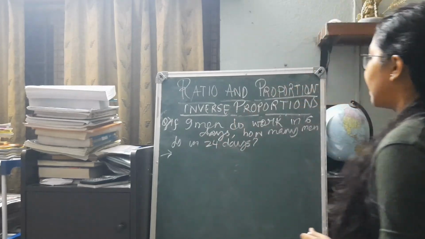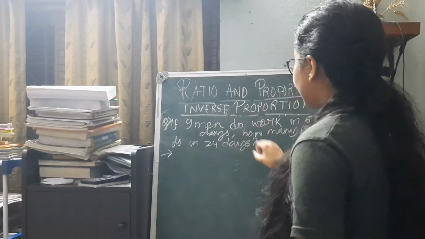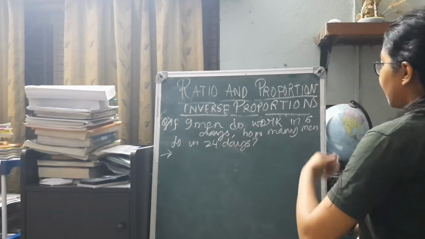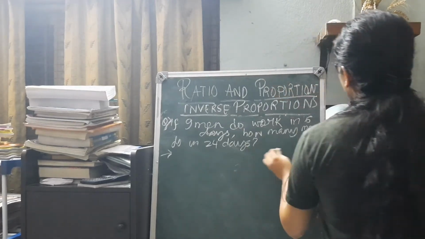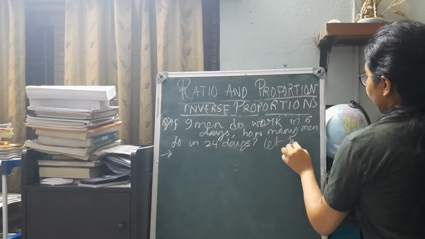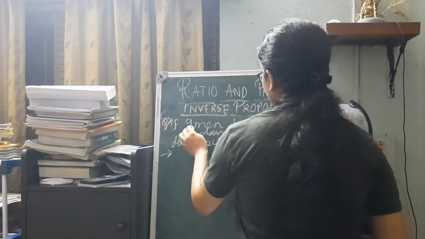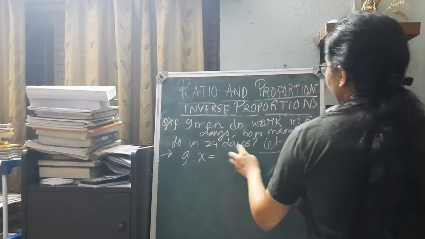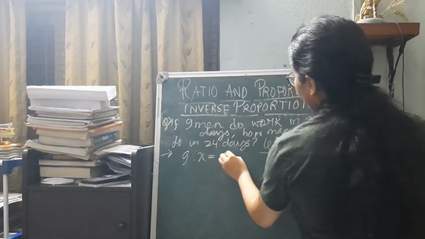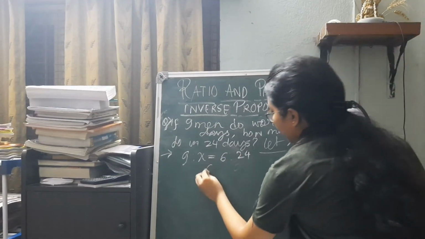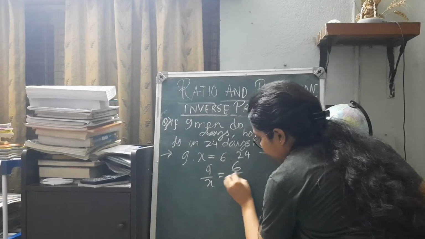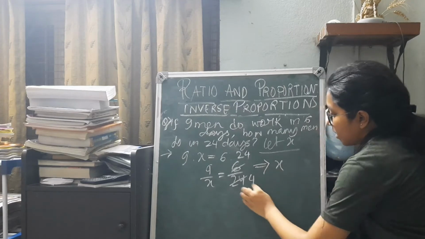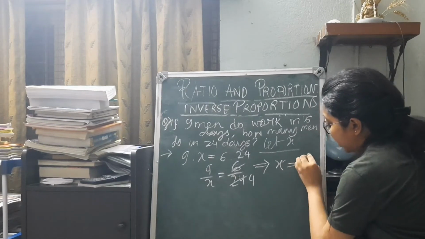It has been given that if 9 men do a work in 6 days, how many men do it in 24 days? So, how many men? Let it be x. Then we consider 9 is to x, which will be equal to, since 9 men do it in 6 days, 6 is to 24. So, 9 by x is equal to 6 by 24. 6 fours are 24. That means 9 into 4, x is equal to 36.